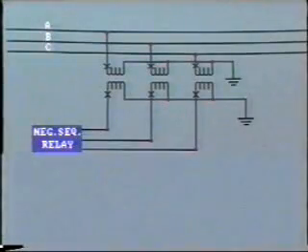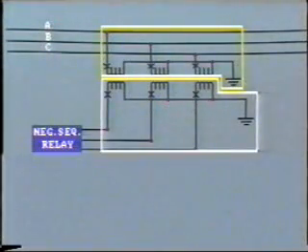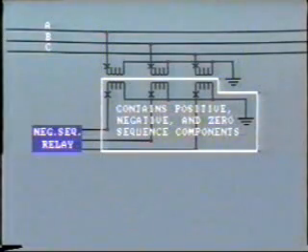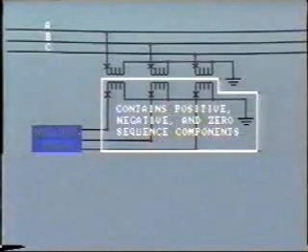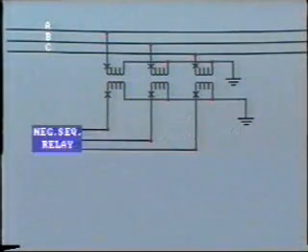Now let's look at the VT connections. The primary and secondaries are Y-connected with grounded neutral. The secondary supplies potential containing positive, negative, and zero sequence components to the relay's negative sequence voltage coils. This enables the relay to detect the presence and magnitude of negative sequence voltages.